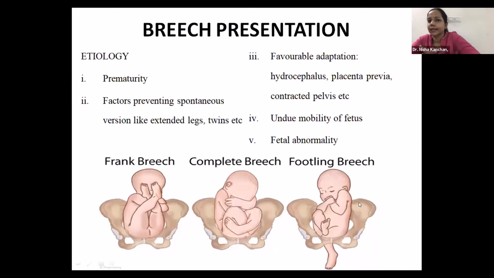Undue mobility of the fetus, like in polyhydramnios, and fetal abnormalities. Where there is less muscular tone, like myotonic dystrophies. Also, we have breech presentation. There are 3 types of breech.